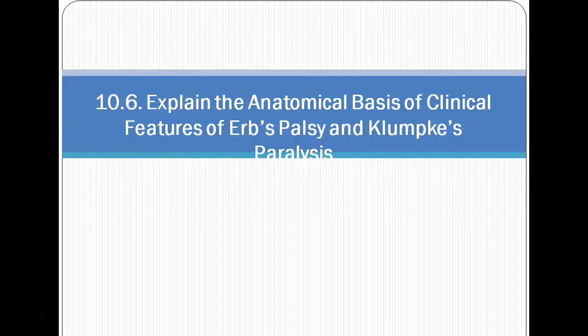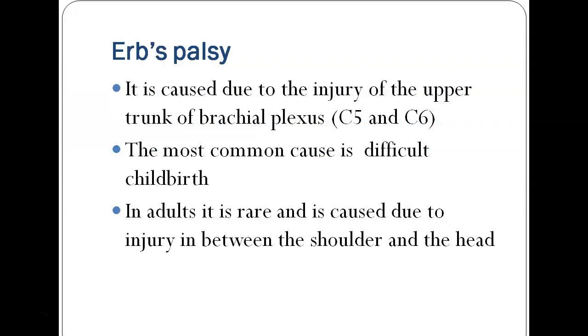Then we come to another competency, that is clinical features of Erb's palsy and Klumpke's paralysis. Erb's palsy is caused due to injury to upper trunk of brachial plexus. The most common cause is difficult childbirth. In adults, it is rare, and it is caused due to injury in between the shoulder and the head.